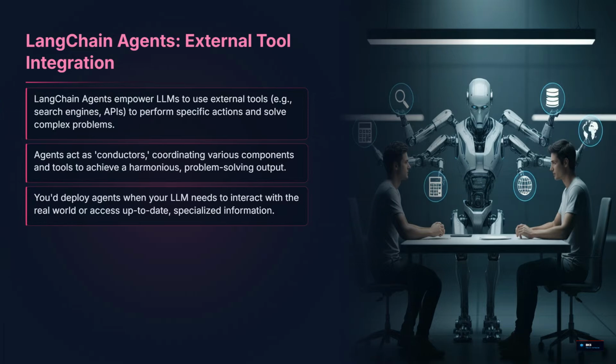Sometimes an LLM alone isn't enough. It needs to interact with the outside world. That's where LangChain agents come in. Think of an agent as a smart assistant that can decide which tools to use, be it a search engine, a calculator, or a database, to accomplish a task. They effectively extend your LLM's capabilities far beyond its training data, allowing it to solve complex problems requiring external information or actions. This enables applications that are not just conversational, but genuinely functional and problem-solving.